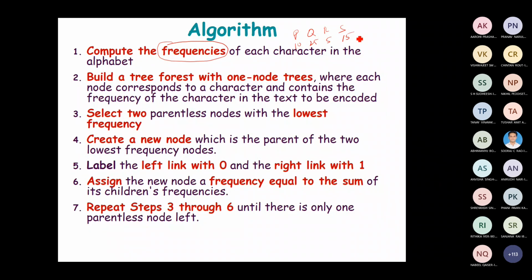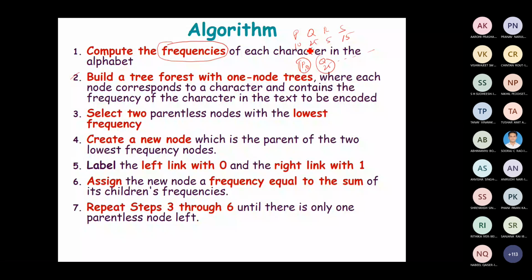After that, you have to create a tree for all these. Creating a tree for all this means that this is the node P with the value 10, Q with the value 25, and so on. You do the creation for this. This is what the second step says. Next, select two parentless nodes with the lowest frequency.